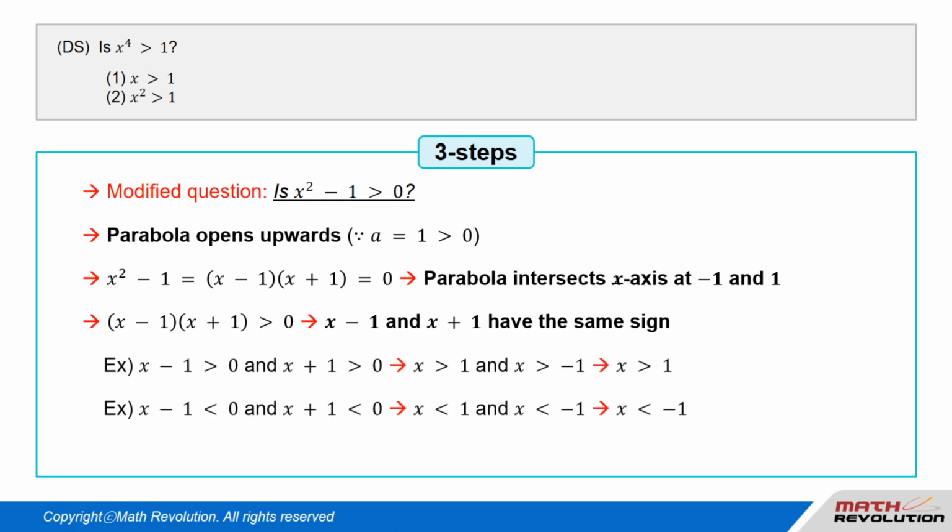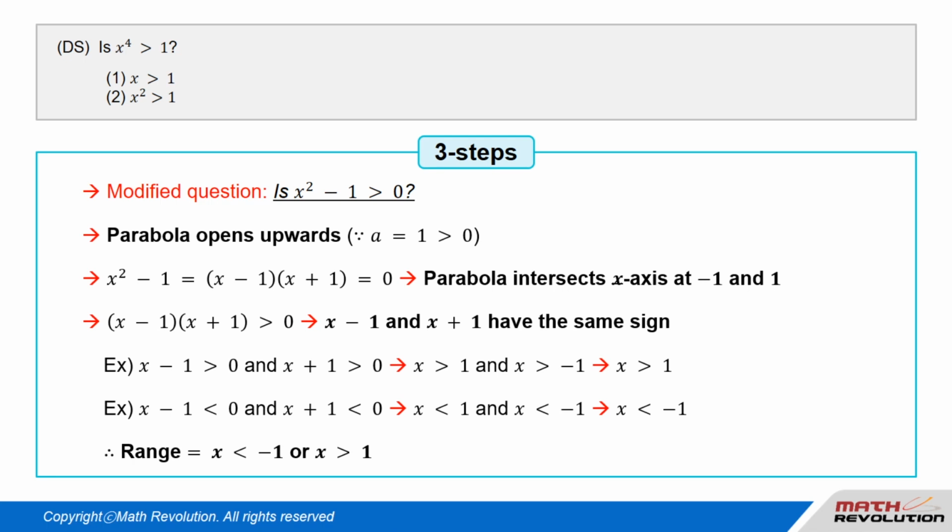That is, x minus 1 is greater than 0 and x plus 1 is greater than 0, or x minus 1 is smaller than 0 and x plus 1 is smaller than 0. Which means x is greater than 1 and x is greater than -1, or x is smaller than 1 and x is smaller than -1. X is greater than 1 and x is greater than -1 means x is greater than 1. Also, x is smaller than 1 and x is smaller than -1 means x is smaller than -1.